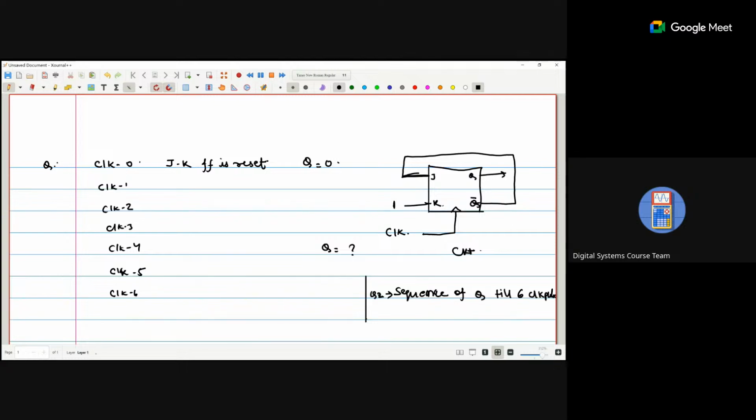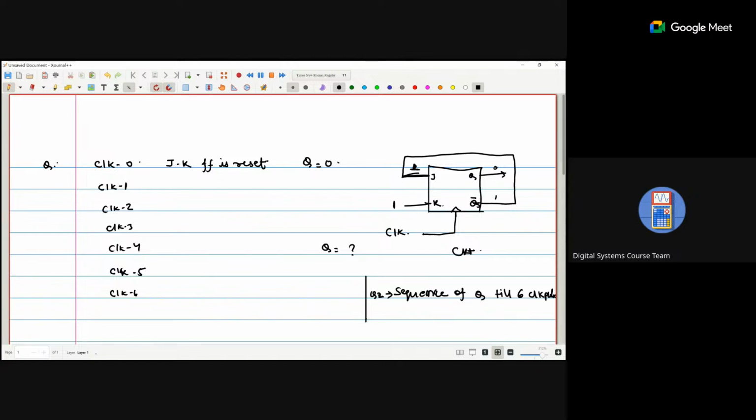Yes, what is the output after 4 clock pulse? Is it 01010? Let's check. So when Q is 0, initially at clock 0, so it is a 1. Okay, so here we are getting a 1.